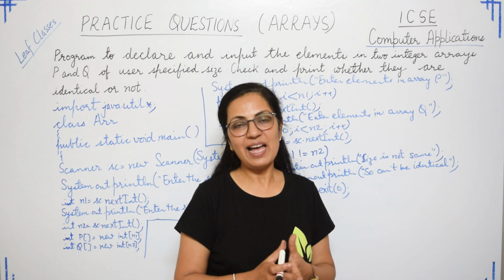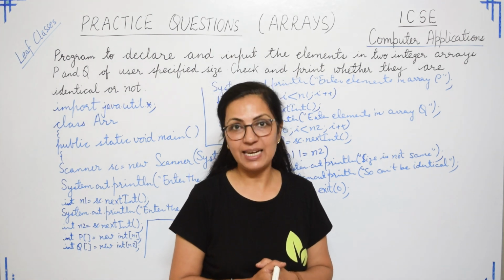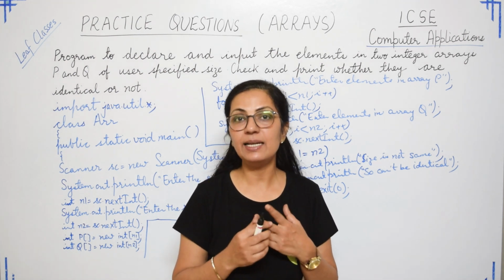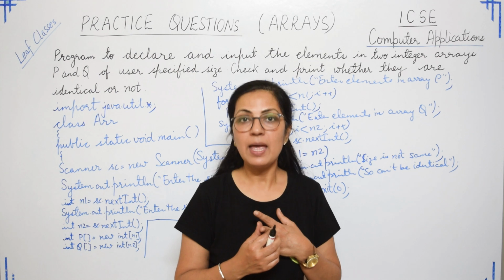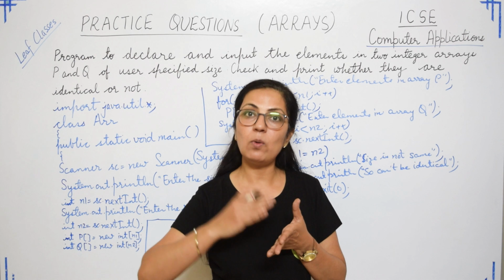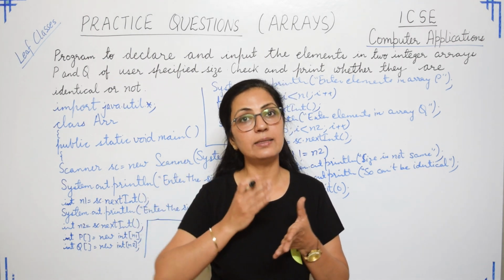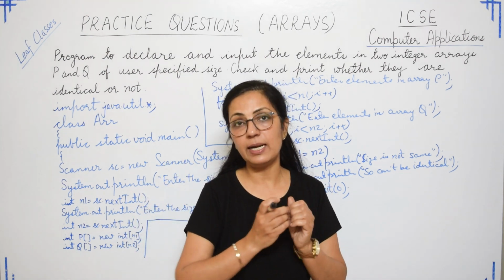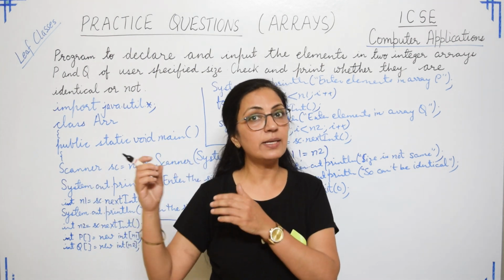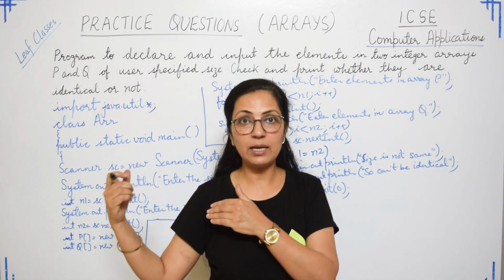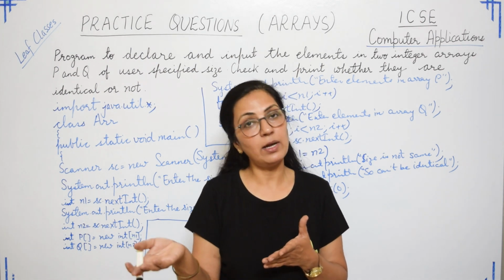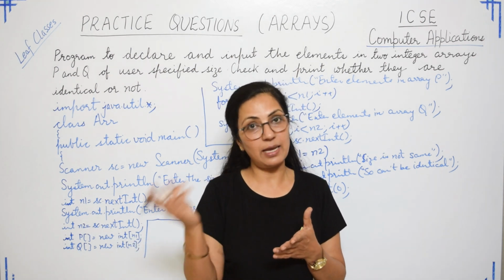Right, children? Now we have to compare whether array P and array Q are identical or not. The first condition for being identical is that their size should be same. And then we have to compare P0 with Q0, P1 with Q1, P2 with Q2. And this we have to do starting from 0th index till the last subscript. And the last subscript will have the same value in array P and array Q because the size is same. So the loop will go from 0 to n1 or n2, anything we can take because n1 is equal to n2.